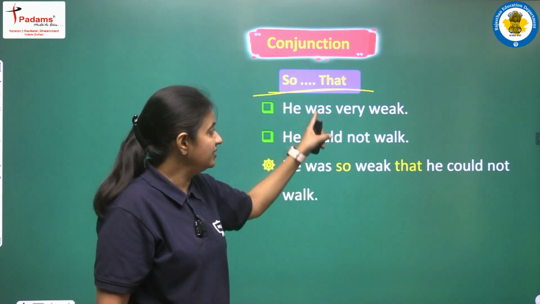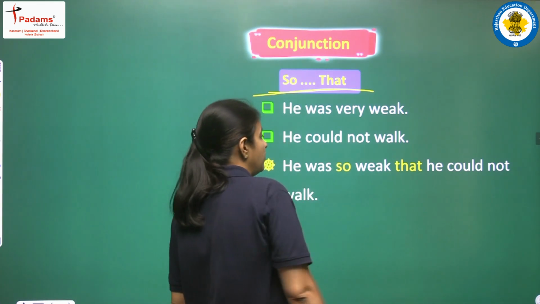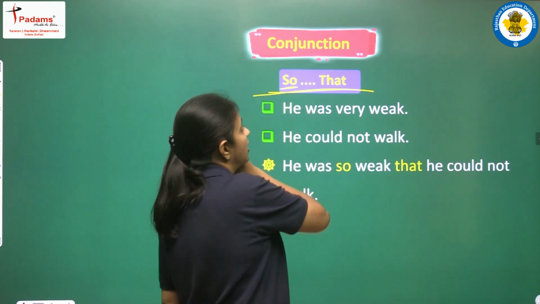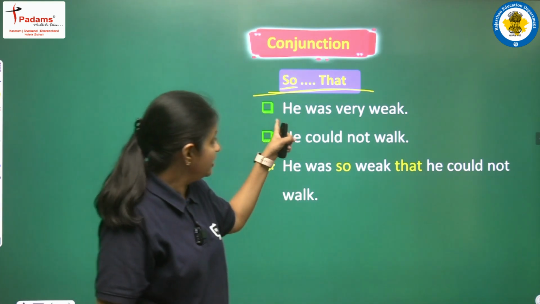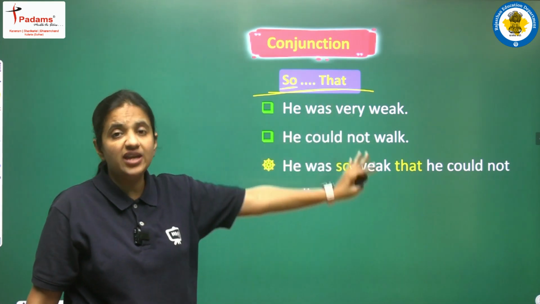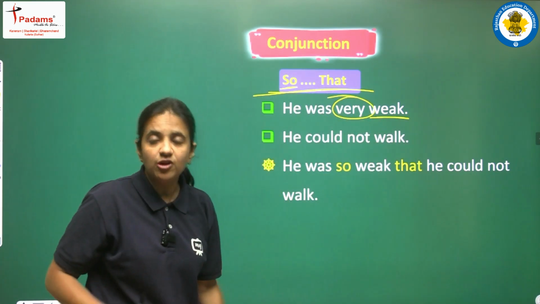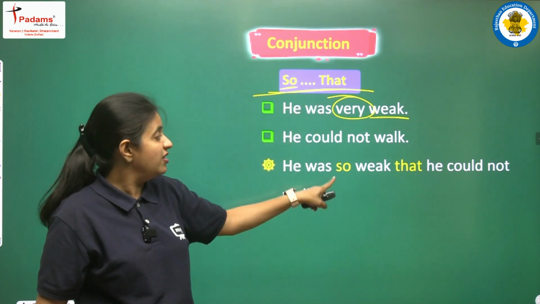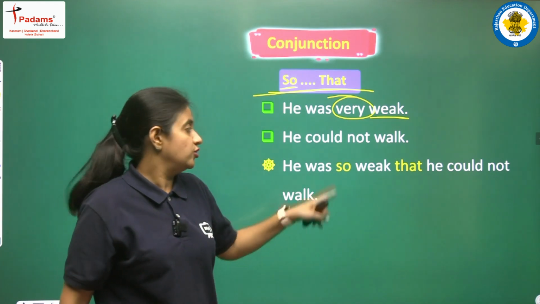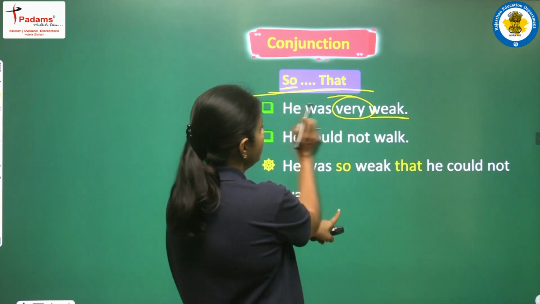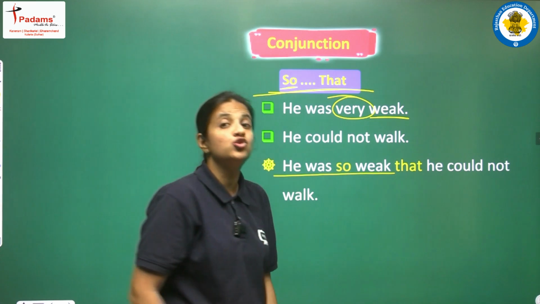And now we have to join these two sentences using so that. Let's see how we can write it. First of all, we have to use the first word, so, before the adjective. In the sentence he was very weak, what is the adjective? Weak is the adjective. So we will remove very and in the place of very we will write so, or we can say we will replace very with so. We are writing: he was so weak.